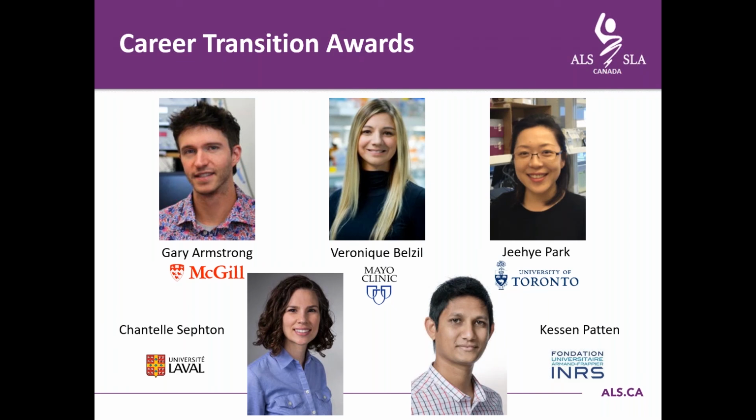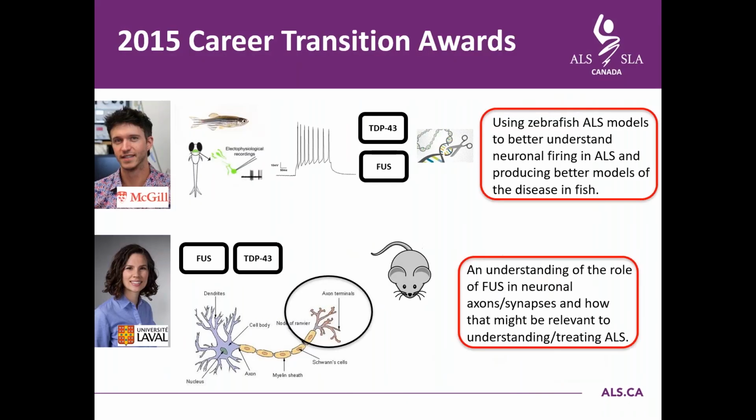In the previous one that I did, that took a long time, I really went through what each one of them does, but at a very high level here, the first gentleman that we've funded is Dr. Gary Armstrong from McGill University, and he's an expert in zebrafish models of ALS. He's using a more modern technique called CRISPR-Cas to develop better and more elegant models that may better represent what's happening in the disease in these fish, and also utilizing those models to better understand how neuronal firing is affecting the disease process.